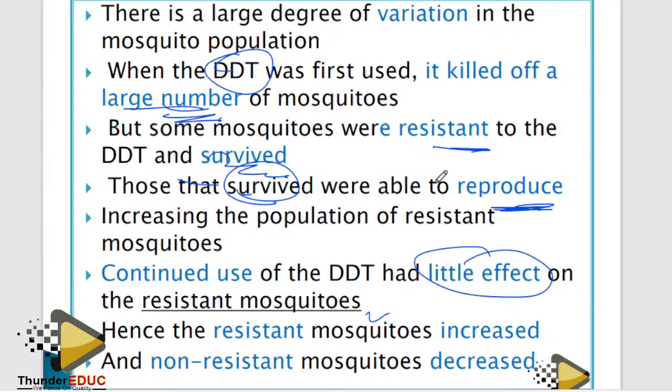While those which are not able to survive, they die in large numbers. Then those which are able to survive, they reproduce in large numbers, they pass their gene of resistance to the next generation. You understand? Continued use of these ARVs or antibiotics or DDT will have no effect or little effect on these organisms. Therefore, the resistance has increased. So that's what you talk about.